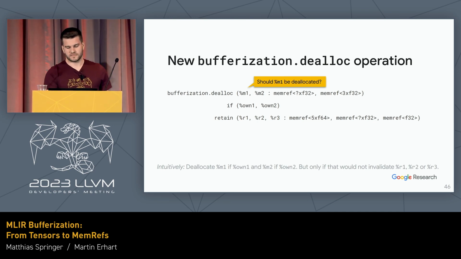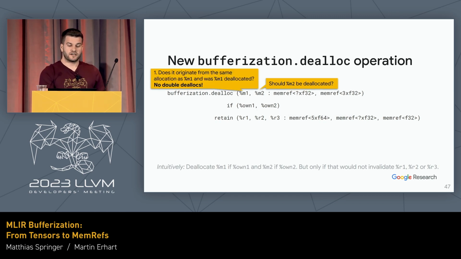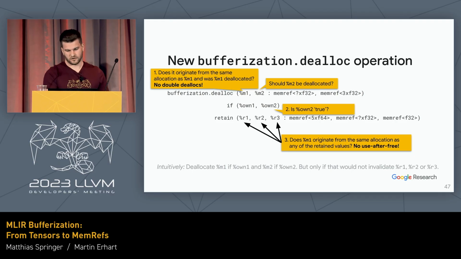So let's go over a simple example to see when M1 should actually be deallocated. First we're going to check if own1 is set to true, so if the basic block actually has ownership. If that's not the case, we just don't deallocate. If it's the case, we also check if one of the retained MemRefs originates from the same allocation as M1, and if that's the case, we don't deallocate to avoid use after free cases. And for M2, we additionally check if M1 originates in the same allocation and was already deallocated to avoid double deallocations. And then we also check the ownership and the retained operands.